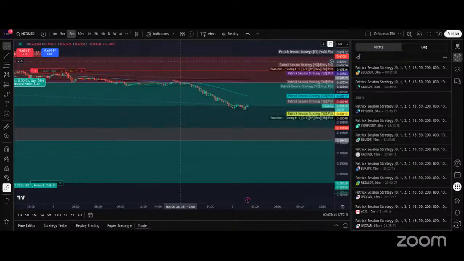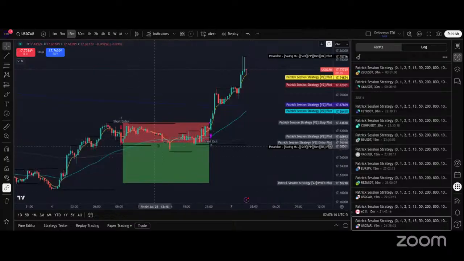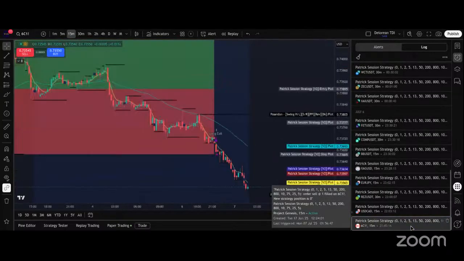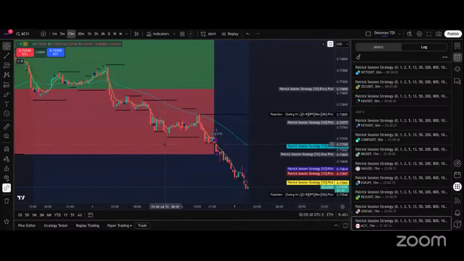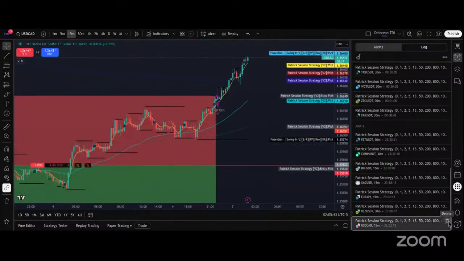So we're going to start with United States dollar versus South African rand. This trade has been invalidated. It blew way past stop loss on the setup. So we're going to ignore that one. Moving on to a futures trade, 6C1. That's on the Canadian dollar. Same thing. We passed the stop loss on the original setup. That trade is now invalidated. United States dollar versus Canadian dollar. Same thing. Blew past the stop loss on the original setup. This trade setup is now invalidated.